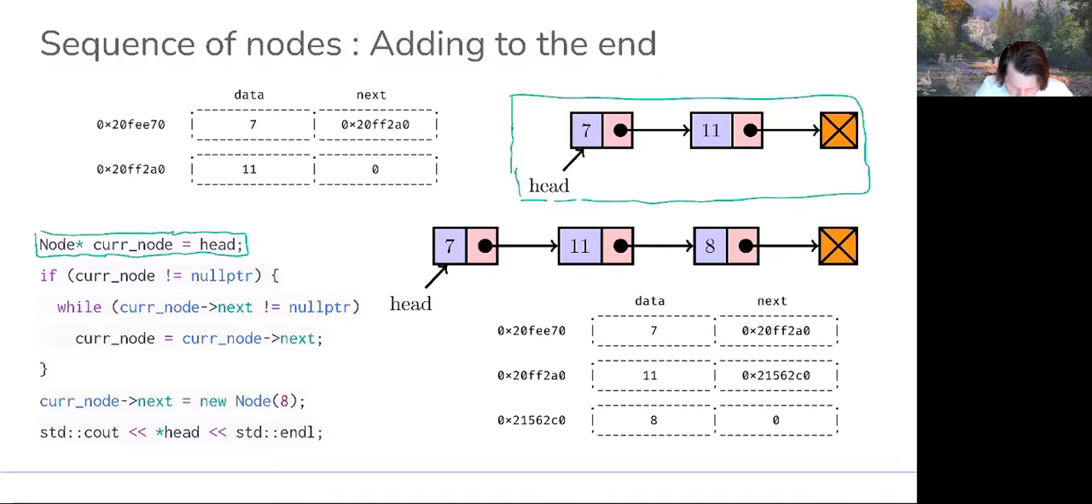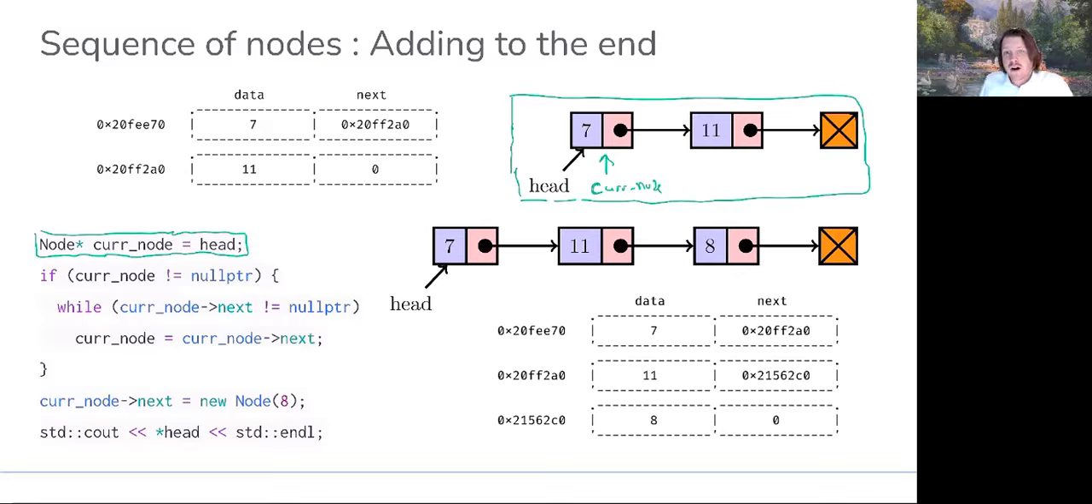You find a cool color. Current node is going to point to the same node object that head does. And now what we want to do is go through our nodes until we get to the last node.